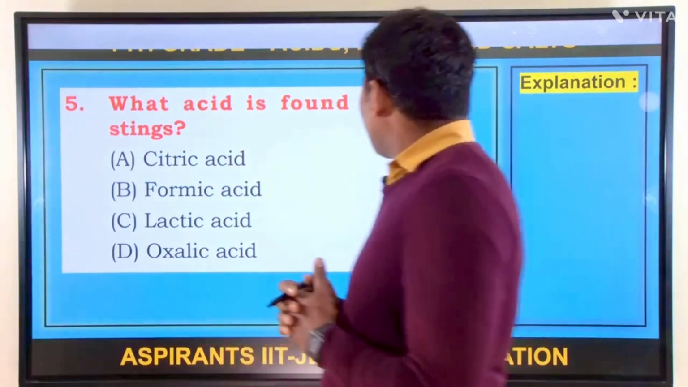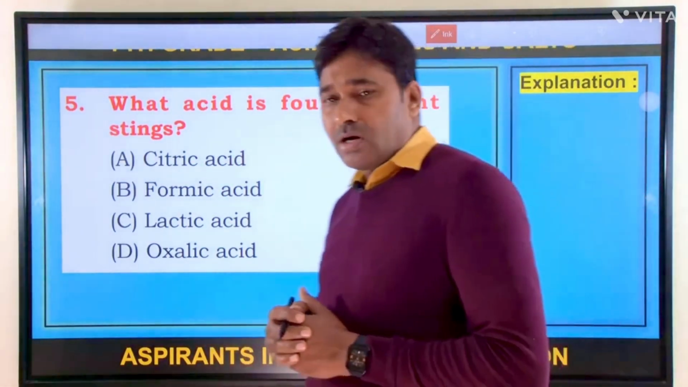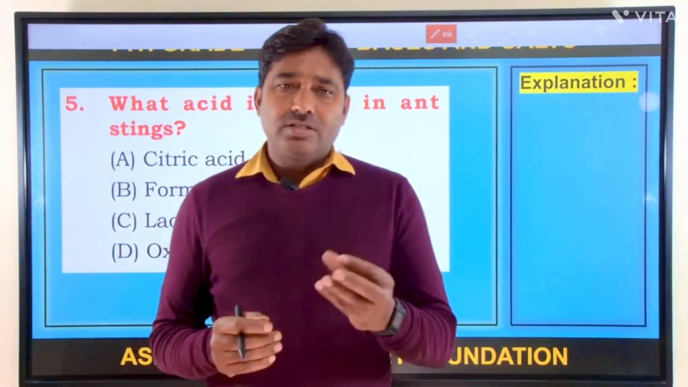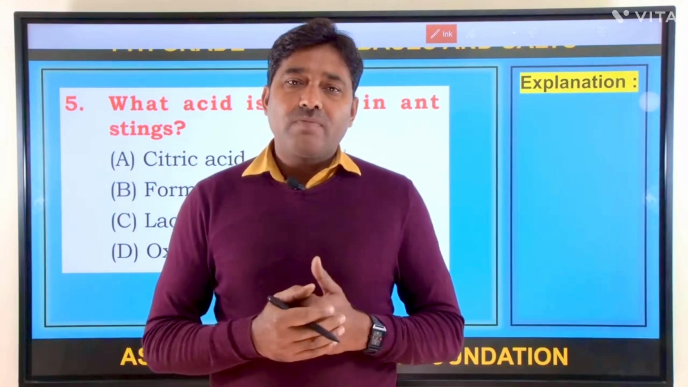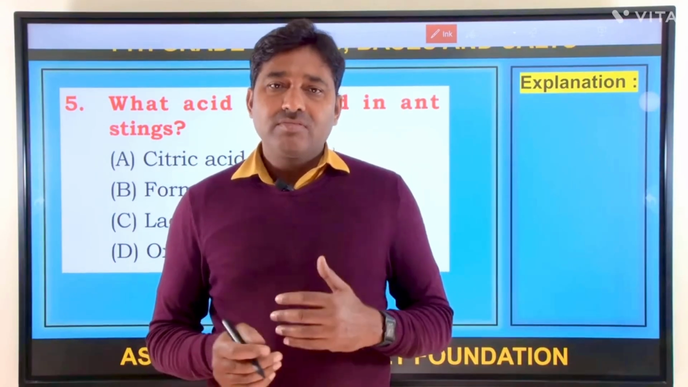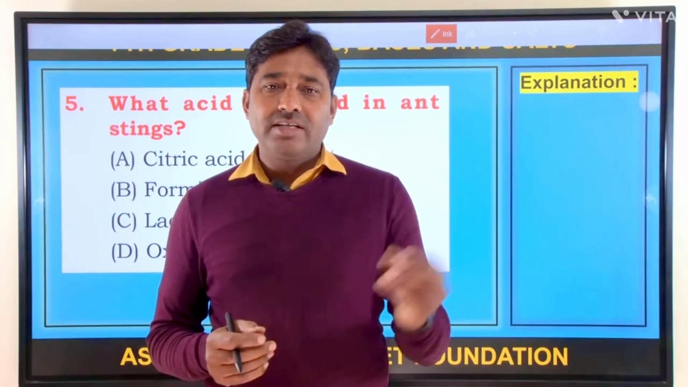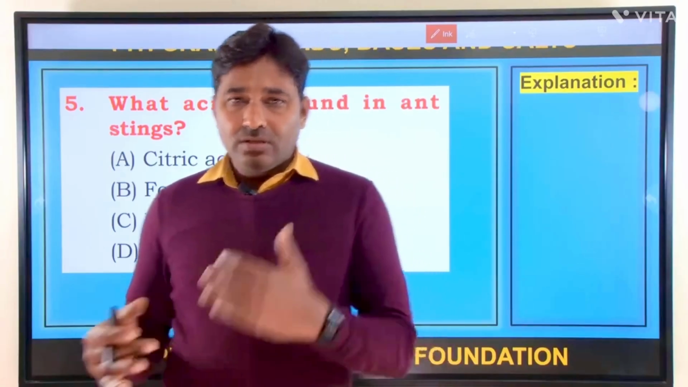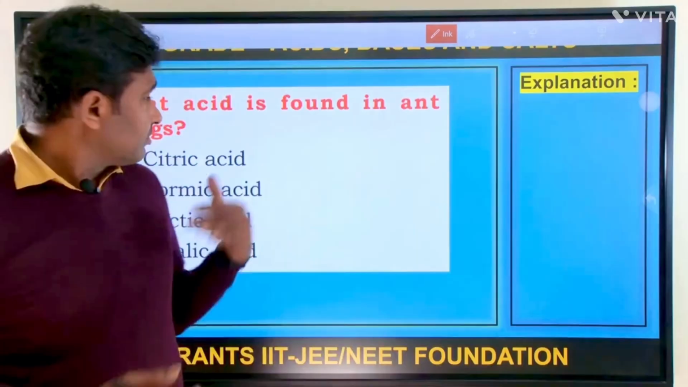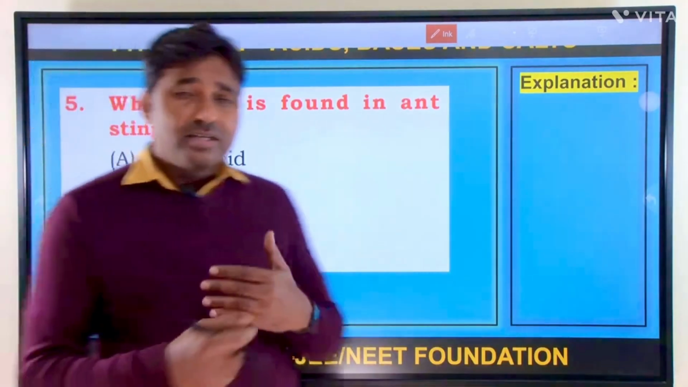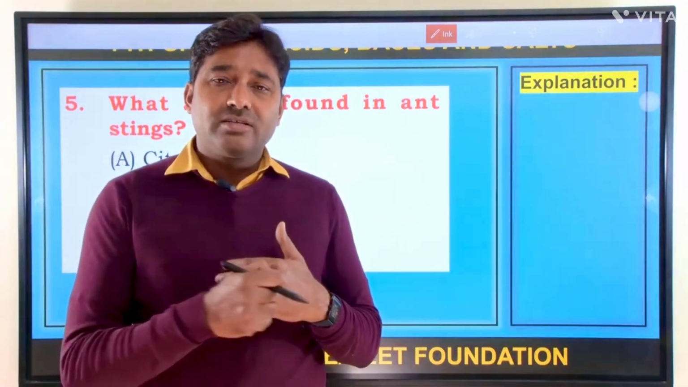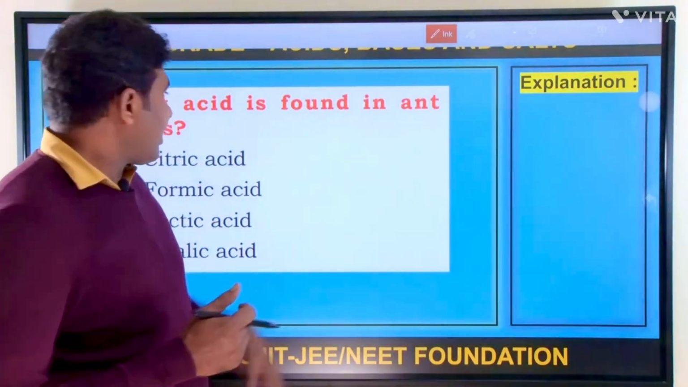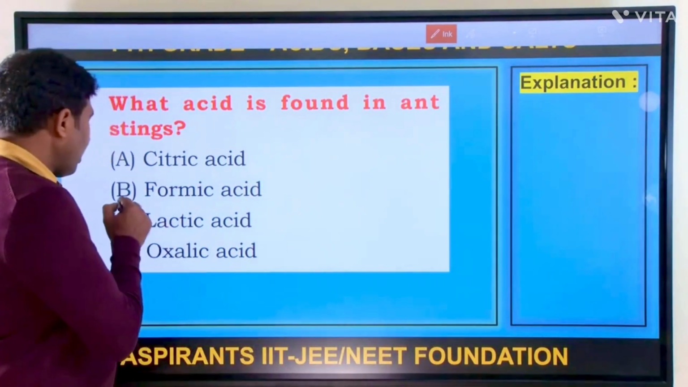What acid is found in ant stings? Generally, an ant sting contains some amount of acid. To defend themselves, when they attack predators, they inject the acid into the skin of human beings and other predators. That acid is nothing but formic acid.